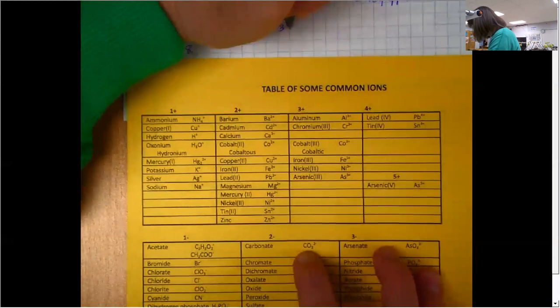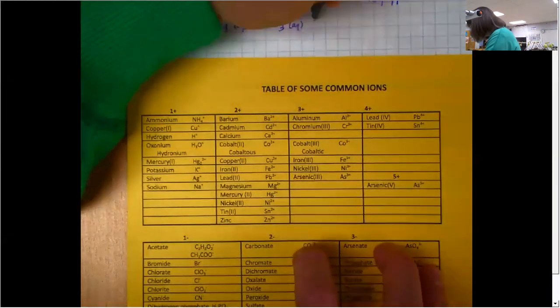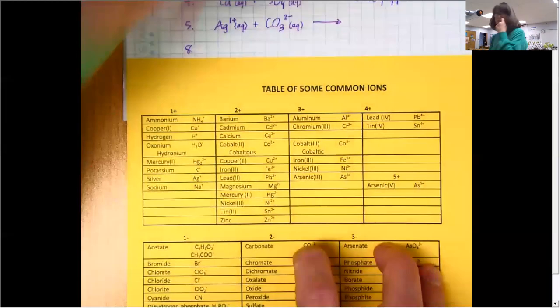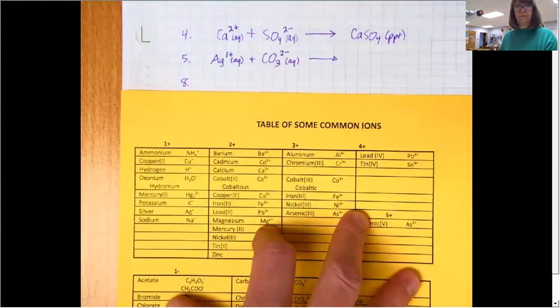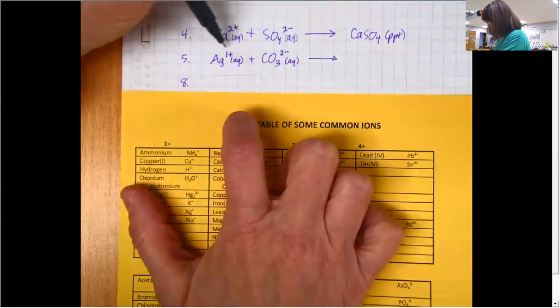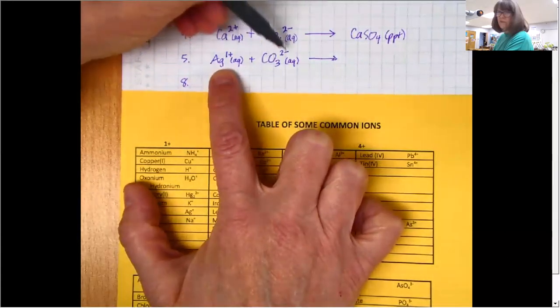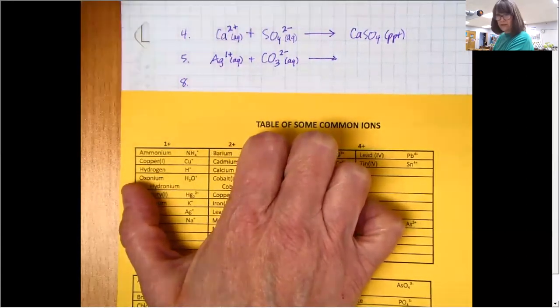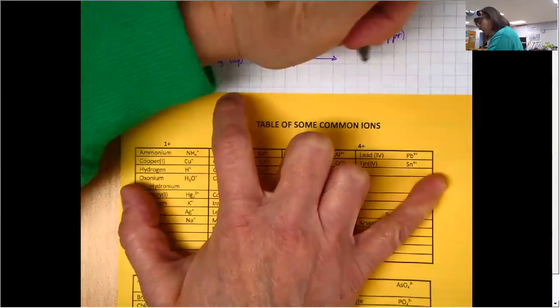I'm gonna add my little AQs to indicate that they're aqueous or dissolved in water. And now I need to predict the compound that forms again. So remember that the charges have to add up to 0. So in this case, I'm going to need, let's see, what can I add to -2 to end up at 0? +2. So if I multiply my silver by 2, that'll be +2.